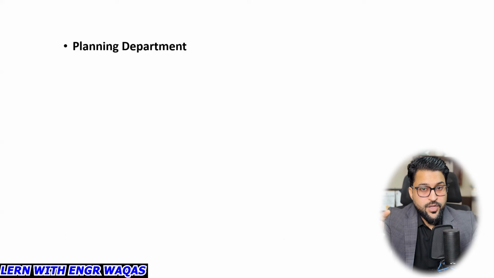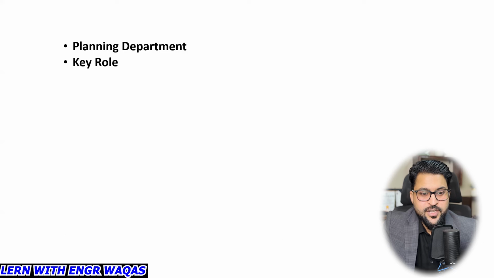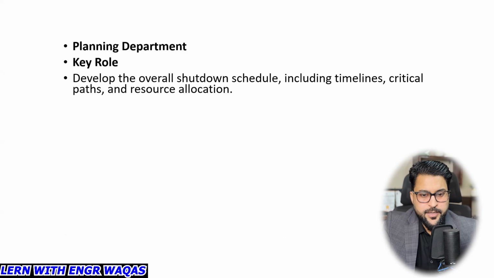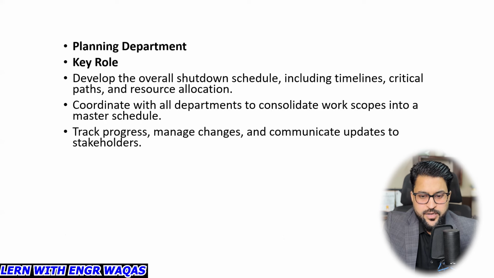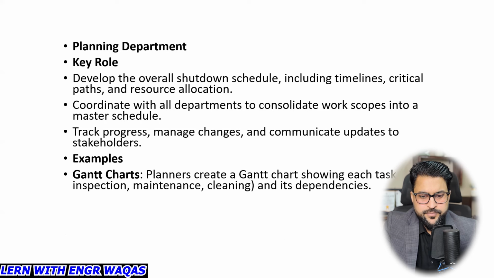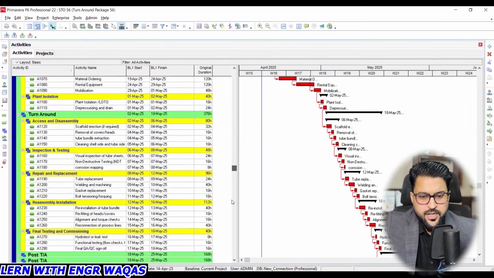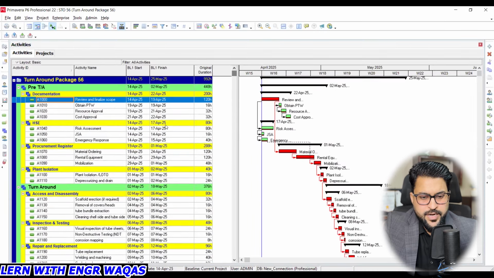Planning department: you, me, the people who are going to join this shutdown management as a planning engineer. These people are going to gather all the data. They produce the scope management, timelines, resource management, and material requirements. They work on Primavera P6 and produce such kind of schedules, showing with each and every activity what needs to be performed at what time. So these are the planning engineers.